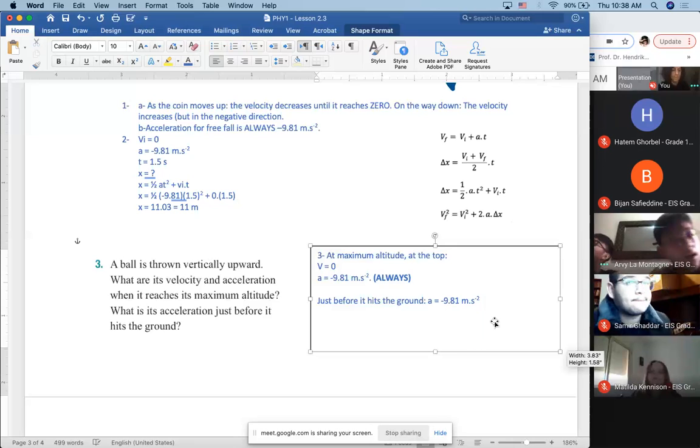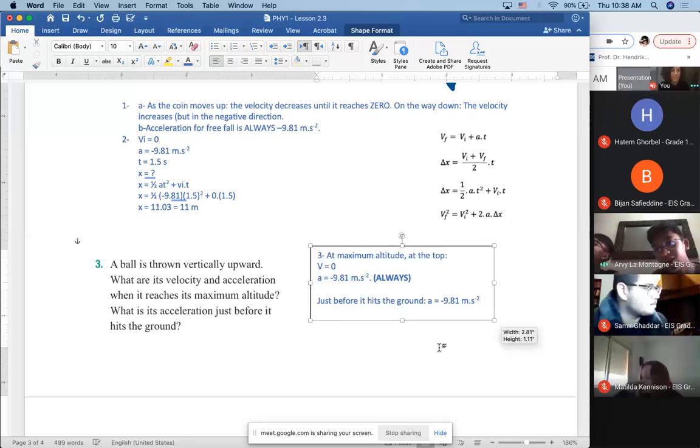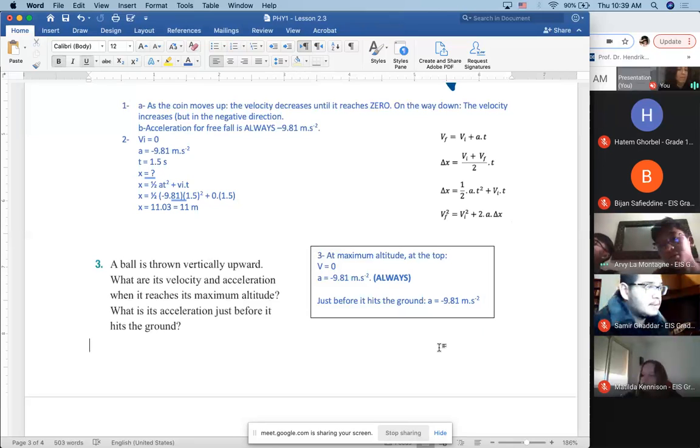Why is it always negative 9.81? Because it represents gravity, and gravity is not gonna change whatever you do. If you speed up, if you slow down, if you're happy, if you're sad, if you're sleeping, if somebody pushed you. Gravity will affect your motion. So let's say I drop my phone, it's gonna fall down, it's gonna break, I need to buy a new phone. It's gonna affect my life, no?